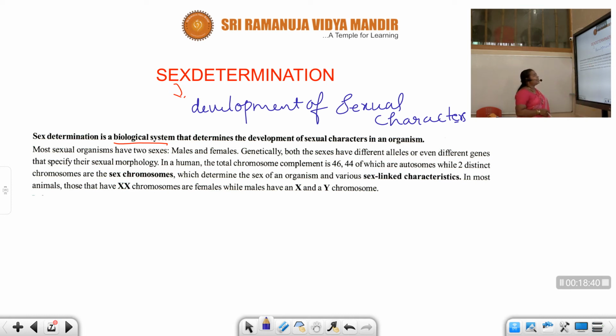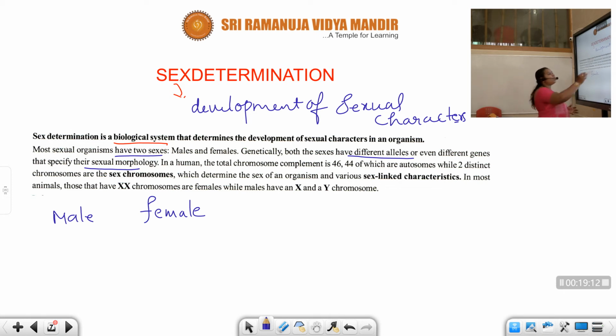Let us study in detail. Most sexual organisms have two sexes. What are those? Male and female. Genetically, both the sexes have different alleles or even different genes that specify their sexual morphology. As they have different alleles or different genes for sex, it gives a different morphology.